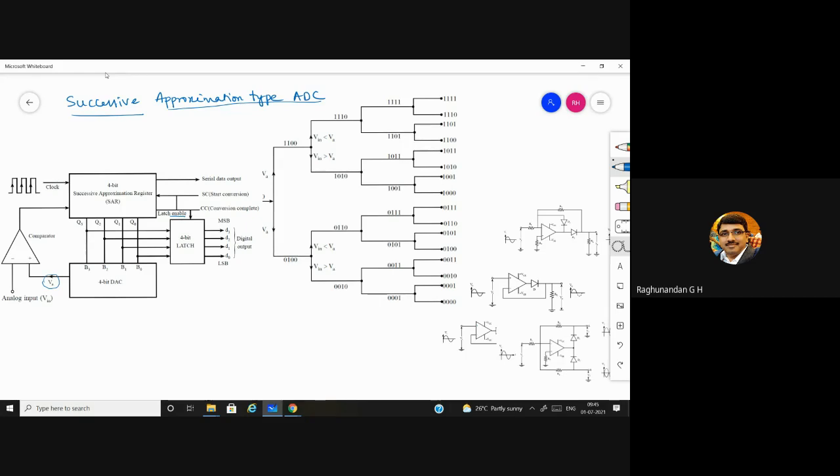So this is the overall structure we are having. Here the serial data output pin is available, and we are having start conversion and conversion complete. When the start conversion is given high, this SAR starts converting the given input signal to its digital output. When conversion complete goes high, it indicates that the conversion is completed.